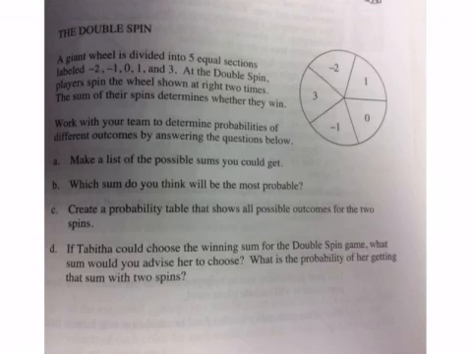So I want you to go ahead and skip part A. So let's go to B. Which sum do you think will be most probable? So make a prediction right now. Doesn't have to be right or wrong. Just make a prediction. C says, create a probability table that shows all possible outcomes for the spins.